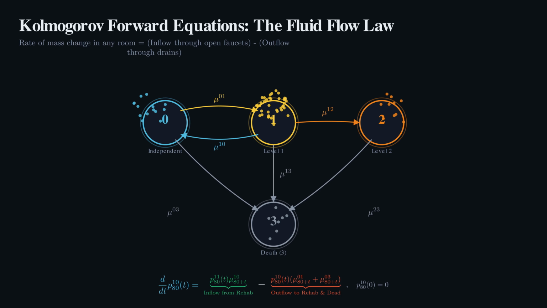Inflow to healthy is the rehab mass times mu10. Outflow is the healthy mass times mu01 plus mu03. The derivative of tp810 is inflow minus outflow. The initial condition is 0, because nobody starts healthy.